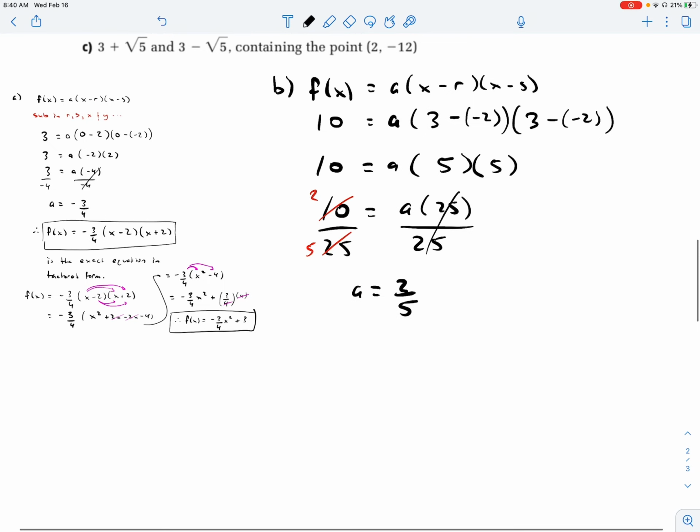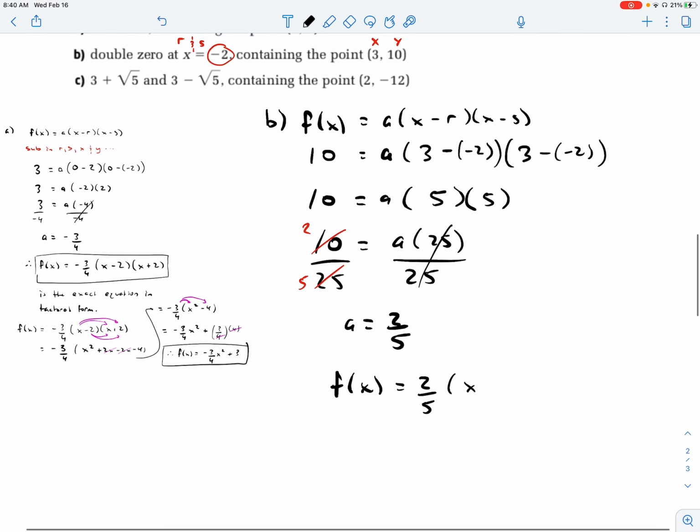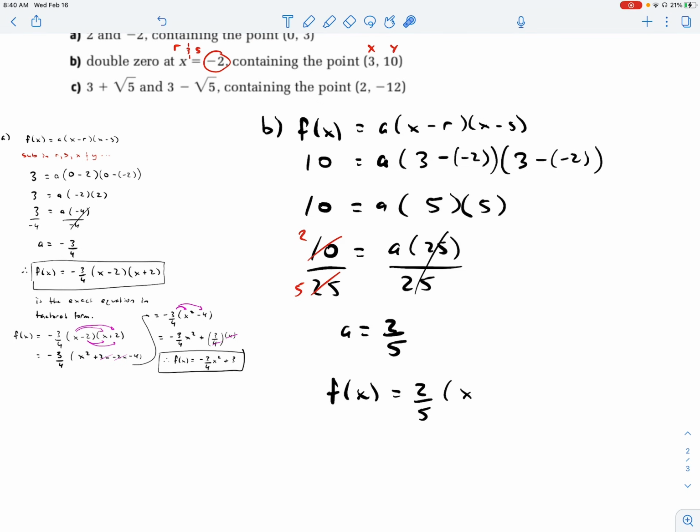I could then use that to write out my general equation. However, I do need to put it in standard form. So let's start with 2/5. Notice that in x minus r, when we plugged in, our r was negative, and we end up with a positive 2 here. So when I put it in here, I can write it as x plus 2. That shows a zero of negative 2. We know it's repeated, so we could write it as squared, or we could just write it out again like this.